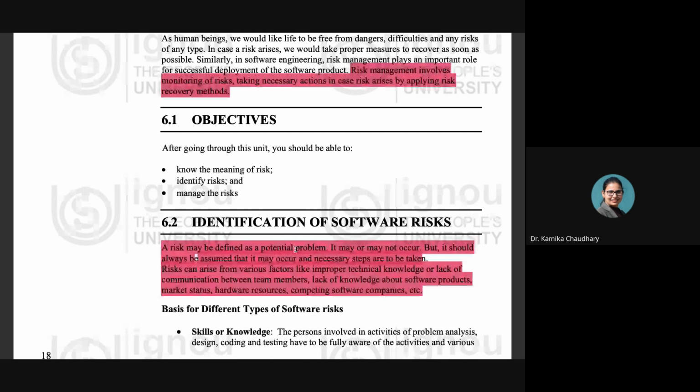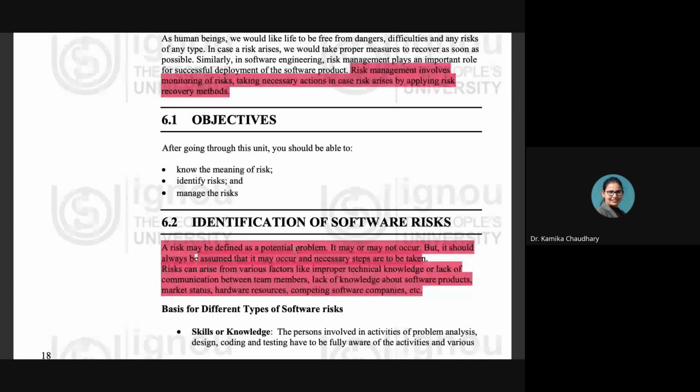Risk can arise from various factors like improper technical knowledge, lack of communication between the team members, lack of knowledge about the software products. There could be market risk, hardware resources, competing software companies. So these are all the factors from which risk can arise. Right, these are all the situations.